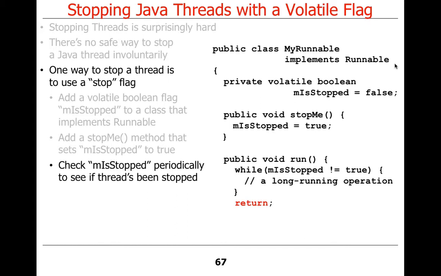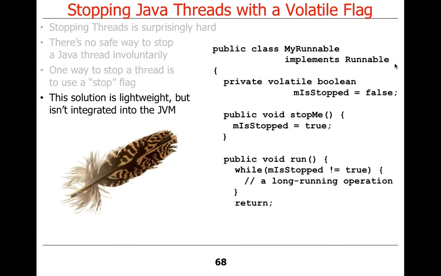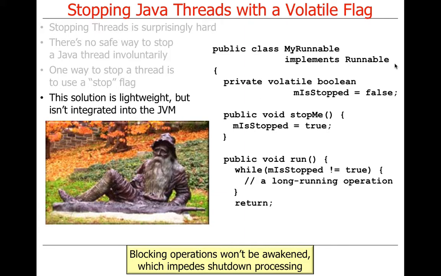Okay, so that's one way to get something to stop itself. Very lightweight, you're just paying the cost of a volatile. There's a downside, though. It's not integrated into the Java virtual machine. And what that means is that any operations that are blocked, Robbie had asked about blocking operations before, like blocking on a read, or blocking on a network read, or blocking on a semaphore or whatnot, those kinds of things will block in perpetuity because they don't know that they need to wake up and check the is_stop flag. So there's no integration with the Java virtual machine. So things that are blocked will be blocked for a very long time.